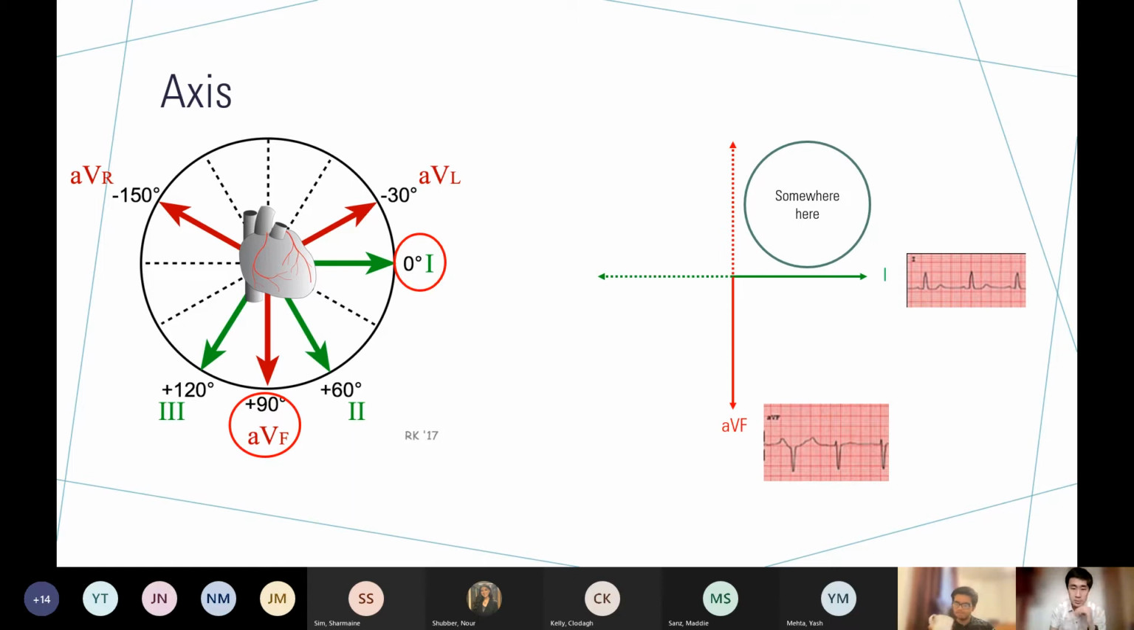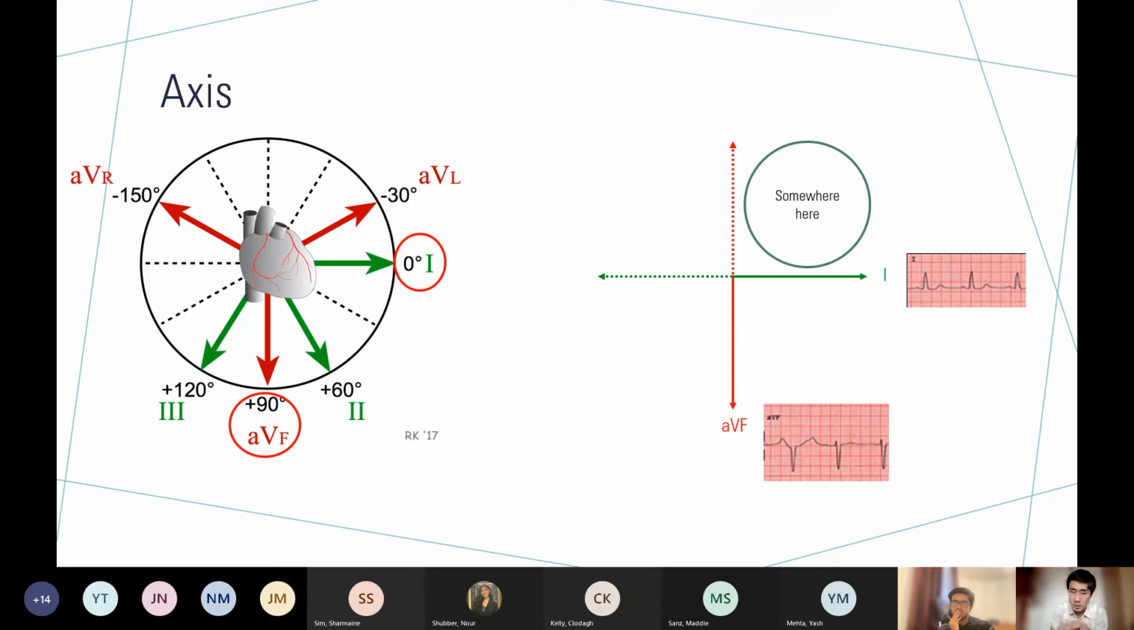The QRS is positive in lead 1, which means it's going in the direction of lead 1. It's going to the right. However, when we look at the QRS in aVF, it's going down more than it's going up. So the QRS is negative. That means it's not going downwards, it's going in the opposite direction. It's going up, which means we know that it's somewhere there in that upper right quadrant. Okay, if you can do that with all ECGs, then you'll be fine with axis.